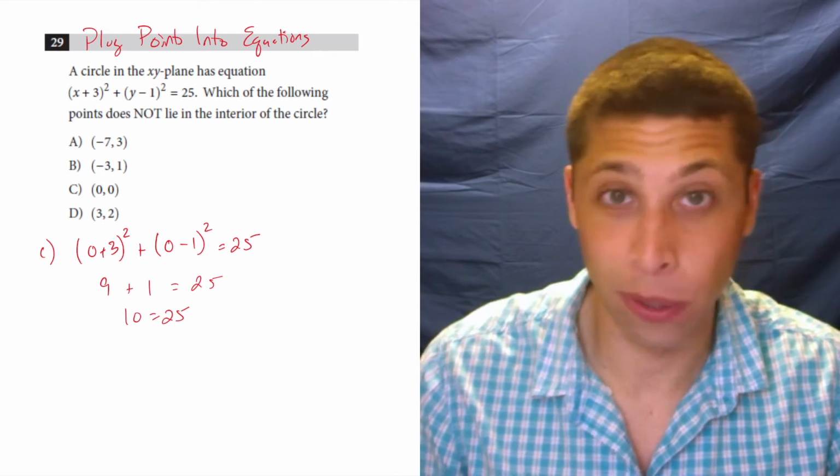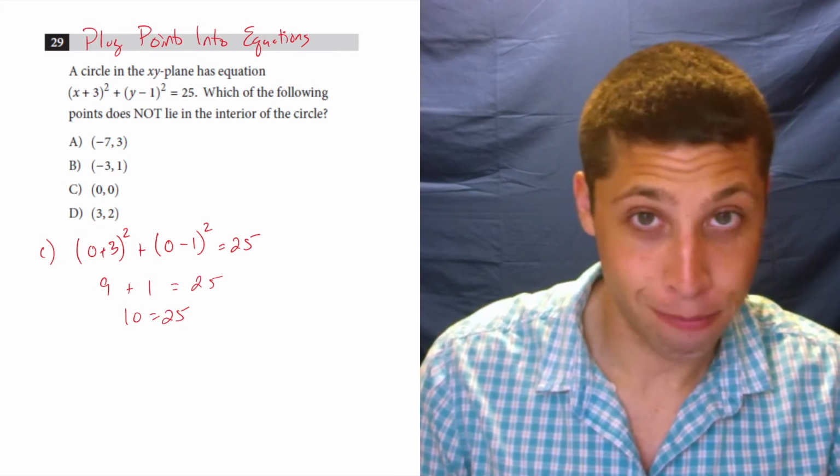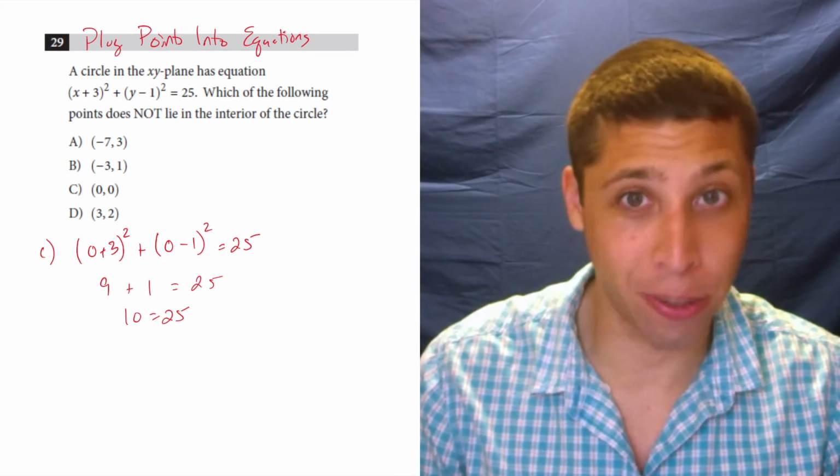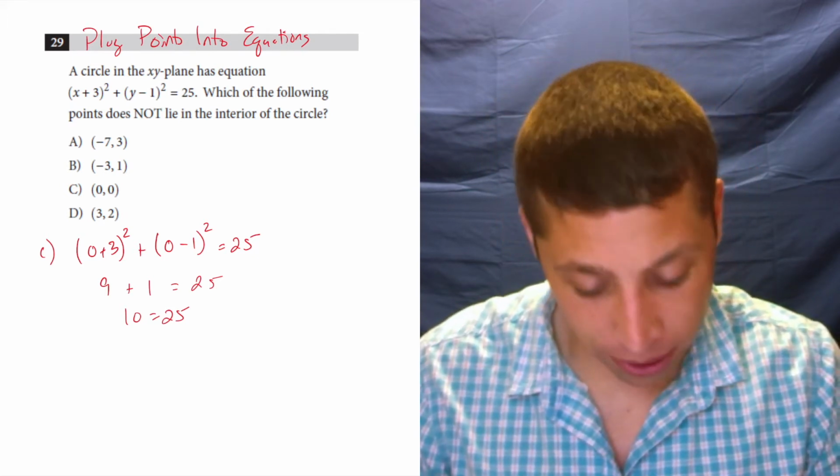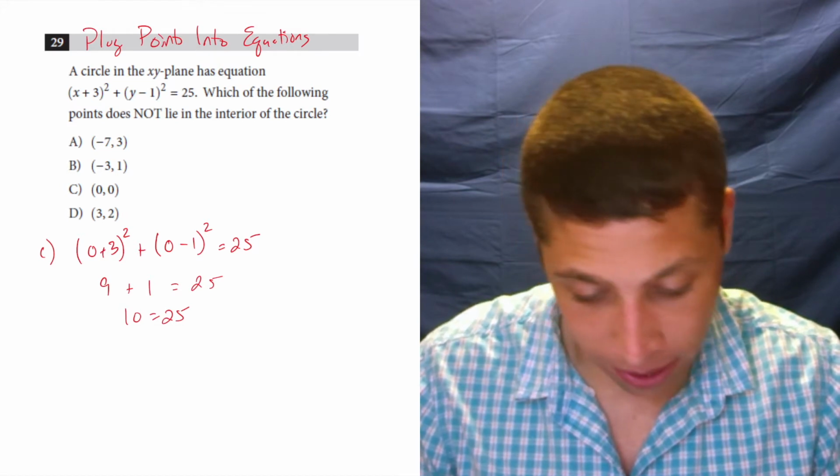Okay, well, that doesn't equal 25. But okay, I did it, so maybe that's wrong. I don't really know, right? I don't know enough about circles to know. But I'd try another point. Let's try D, right? D is kind of nice.